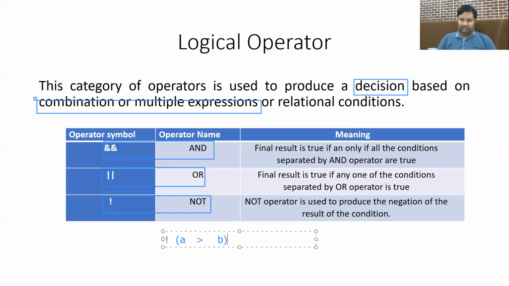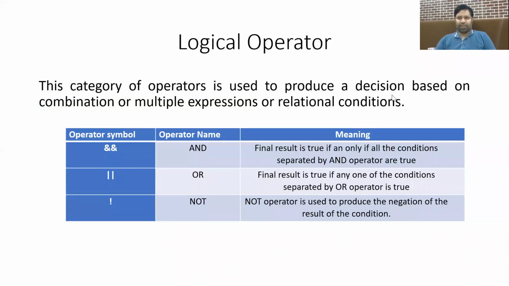I repeat, the idea is to reverse or negate the result of an expression. The expression A greater than B is true because A is 10 and B is 9. But the not operator will reverse this outcome to 0. So this is the role of the not operator. I hope you were able to understand the role of and, or, and not logical operators.